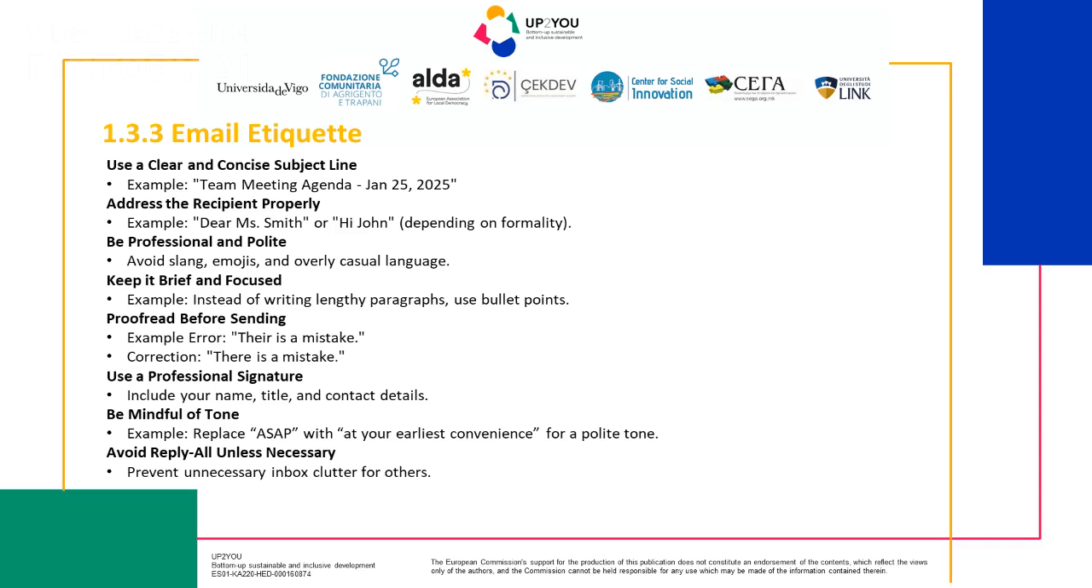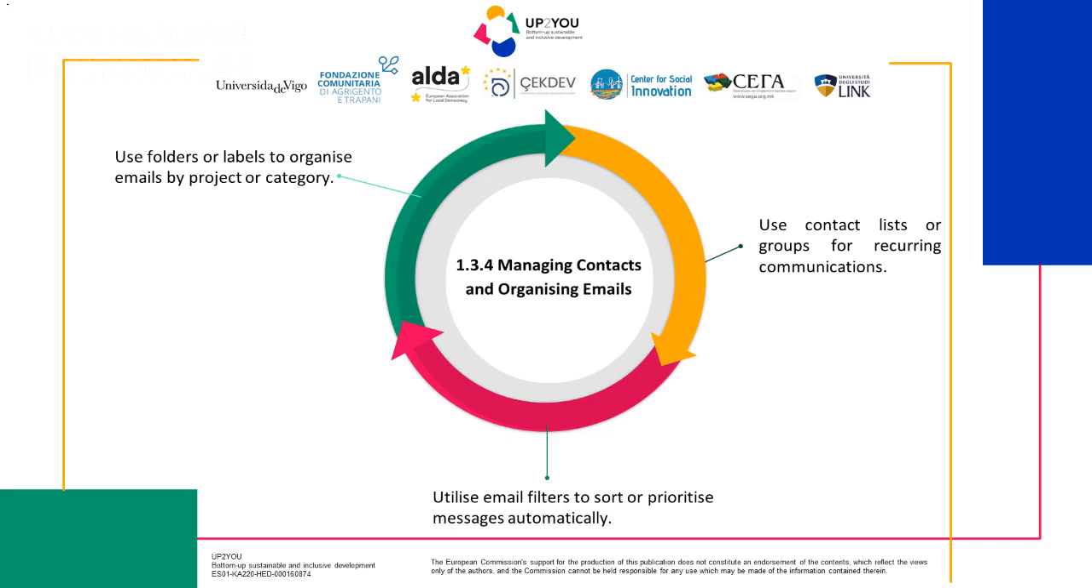Use a clear and concise subject line, address the recipient properly, and be professional and polite. Proofread before sending, use a professional signature, and avoid replying all unless necessary. Be mindful of tone and avoid unnecessary inbox clutter. Use folders or labels to organize emails by project or category. Utilize email filters to sort or prioritize messages automatically. Use contact lists or groups for recurring communications.